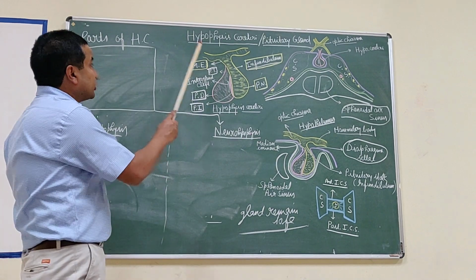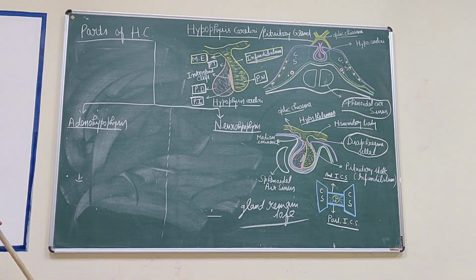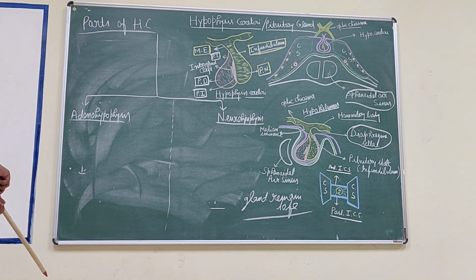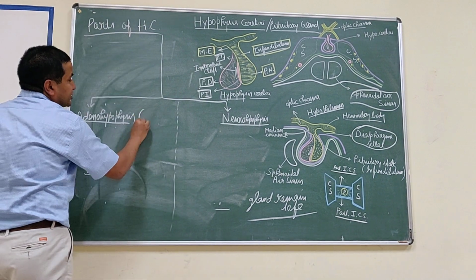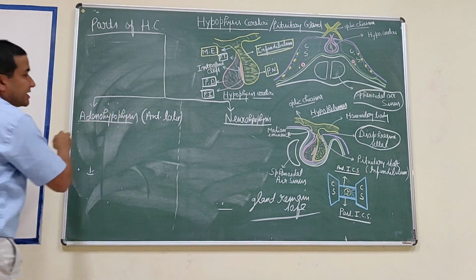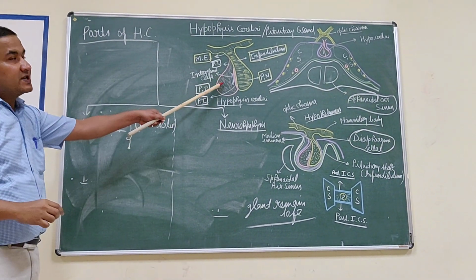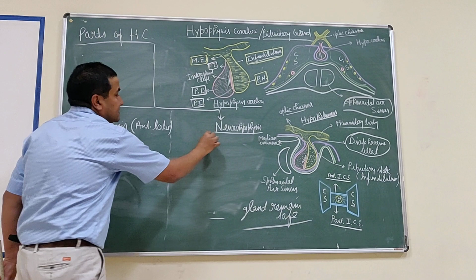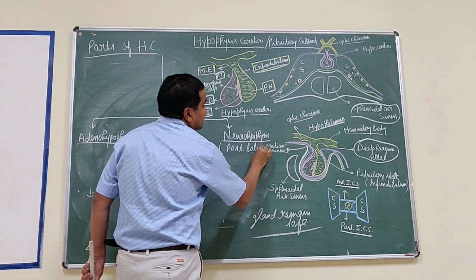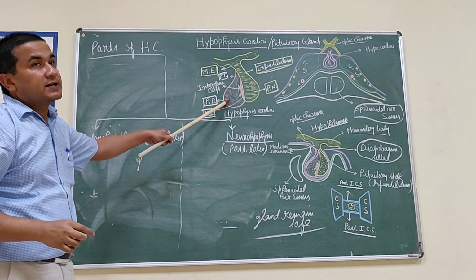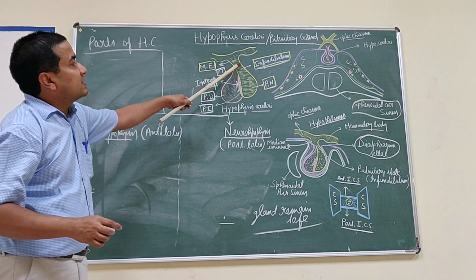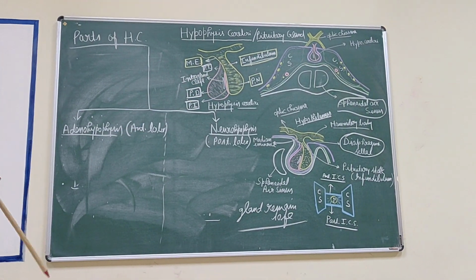Parts of the pituitary gland, division of the pituitary gland. This pituitary gland is divided into the adenohypophysis, previously known as the anterior lobe, which is anteriorly situated, and the neurohypophysis, the posterior lobe. In this diagram, the red color is the adenohypophysis, while the yellow structures are the neurohypophysis.